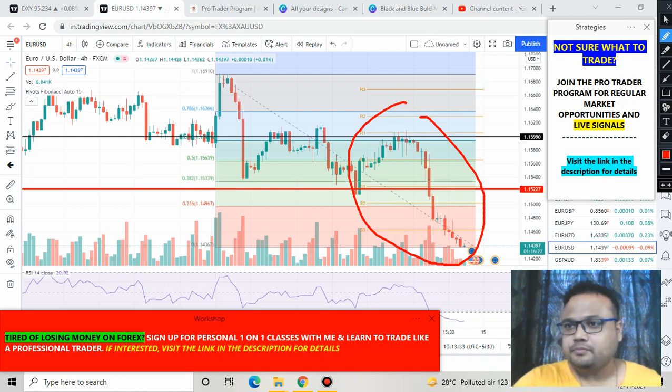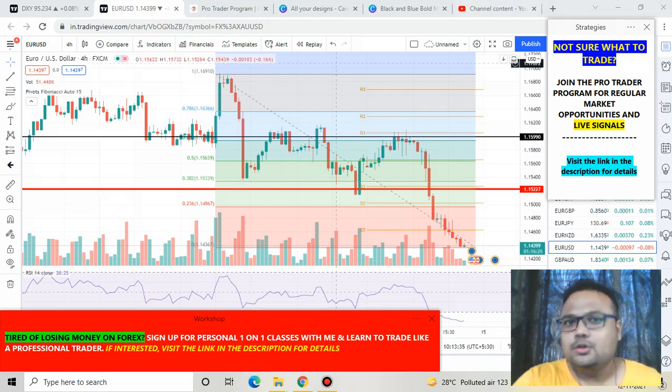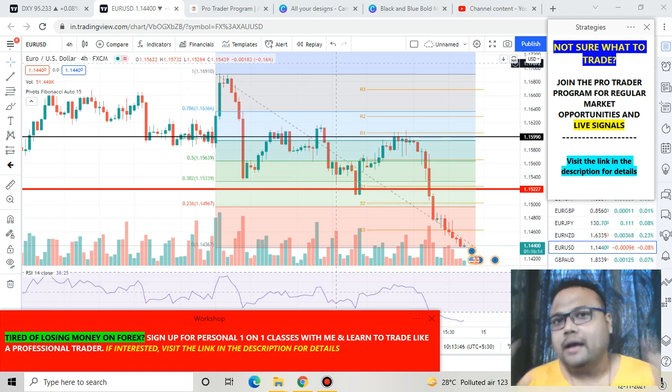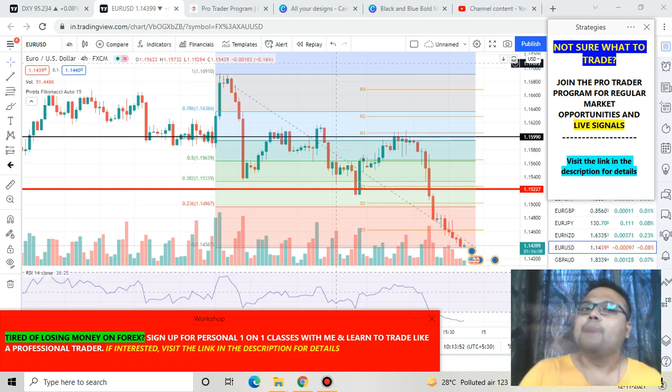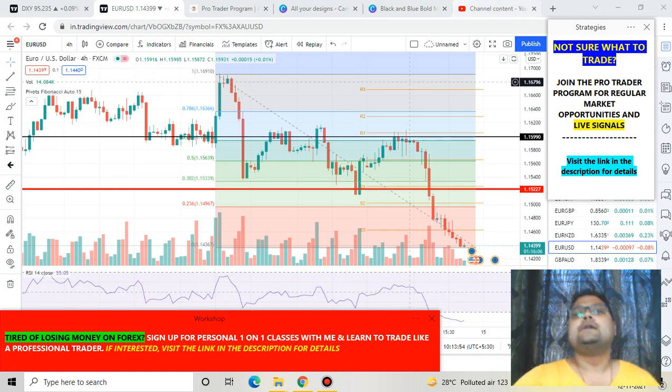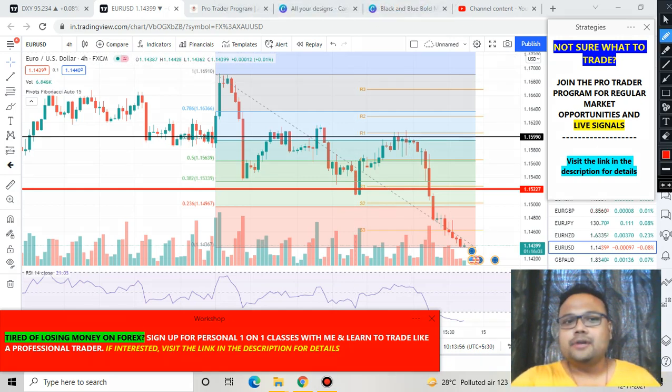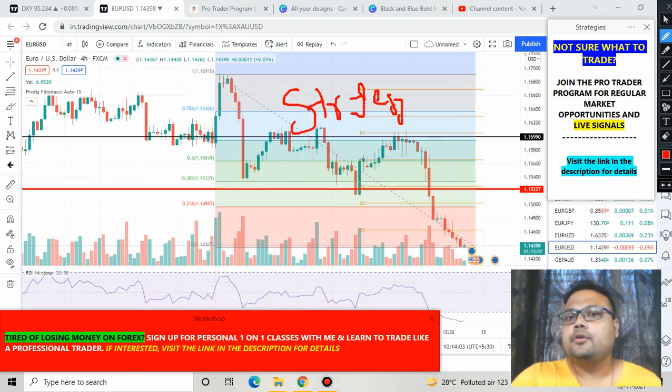First of all, there is no doubt that Euro USD is in a downtrend, meaning selling pressure is extremely high. As I always say, follow the trend. Trend is your friend. If a market is in an uptrend, we should mainly look for buying opportunities, and Euro USD is in a downtrend, therefore we should mainly look for selling opportunities. So the next question arises: where should we sell, or what should be our strategy for Euro USD?